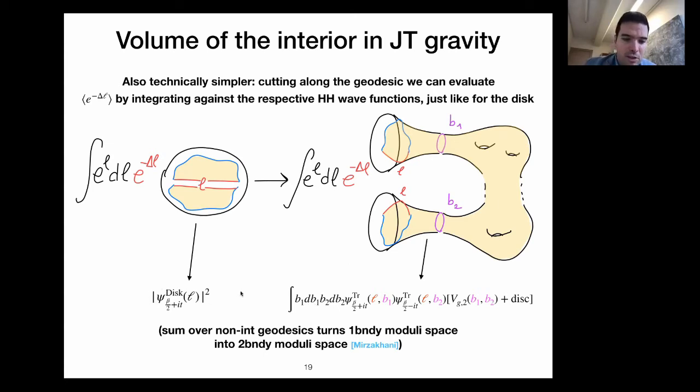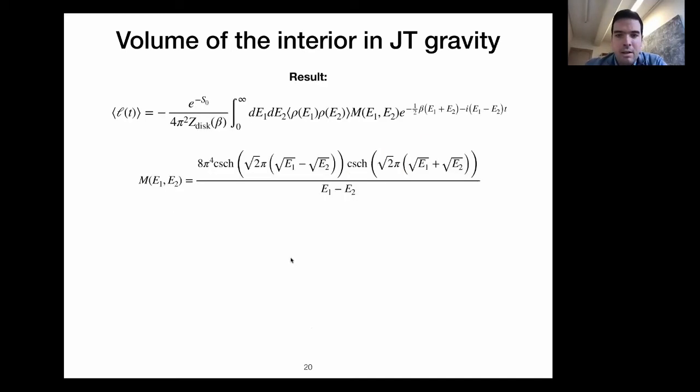Okay, so instead of this disk amplitude, what you write here in the L integral is an expression like this, where there are two trumpet wave functions, which are these two contributions, and they are glued by moduli spaces here. And there's an integral over these two sizes. Once you have this expression, you can turn it into an expression in the matrix model dual, the way Saad, Shenker, and Stanford did, and you get the following type of expression.